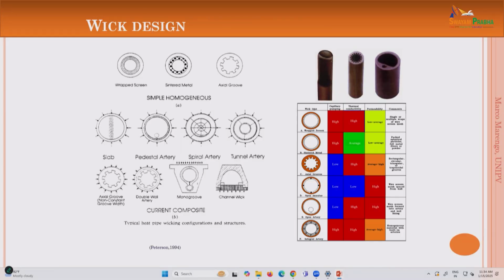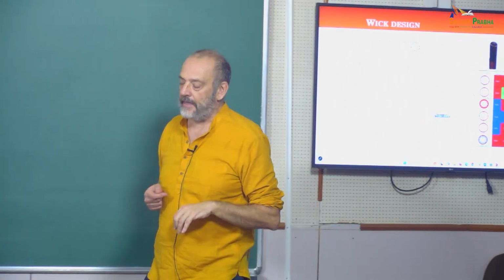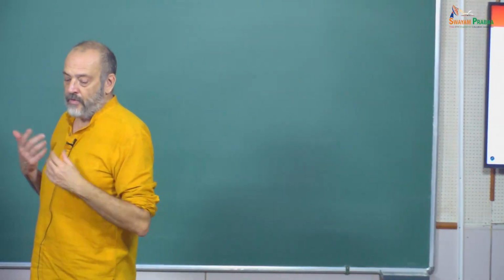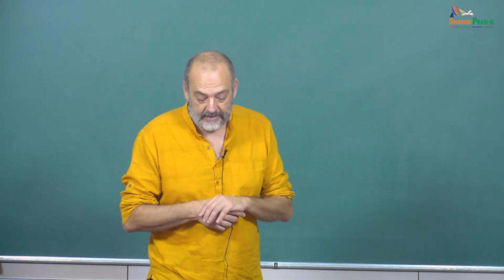The wick design. Well, we may have a lot of different kinds of wick design. We may have arterial. This is an arterial heat pipe, so we are using this capillary as, let's say, our capillary to bring back the liquid to the evaporator. We may have a groove heat pipe. We may have different kinds of wicks and so on.